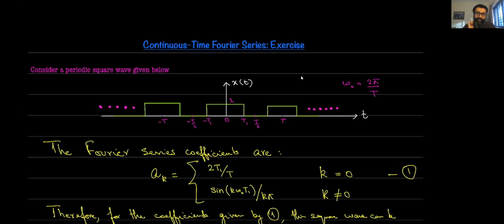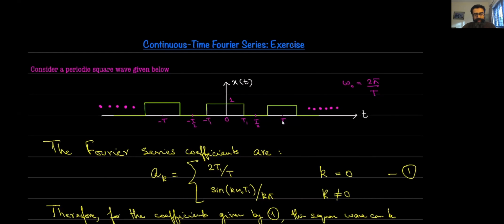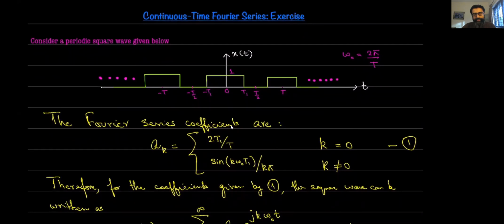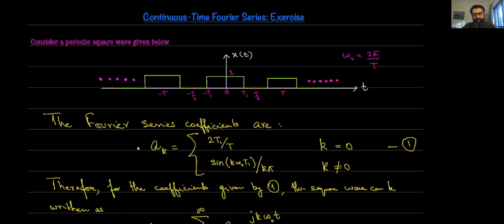So in this module, I just want to elaborate more on the square wave example that we saw previously. Once again, consider this square wave of a period T. We've determined in the previous example the Fourier series coefficients corresponding to this square wave, given by this, right?